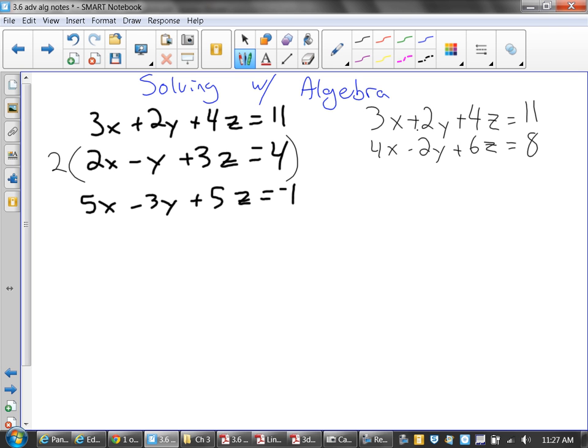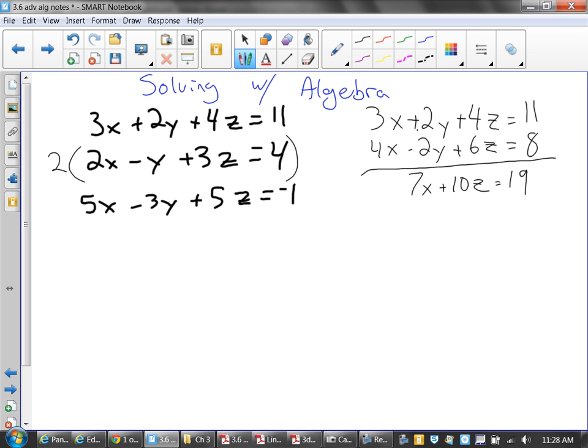I'm trying to eliminate, my goal here is to eliminate one variable from both equations, and then I have a problem that we've done before with 2 variables. Okay? So from here, when you add them together, you get 7x + 10z is 19. Do you agree?